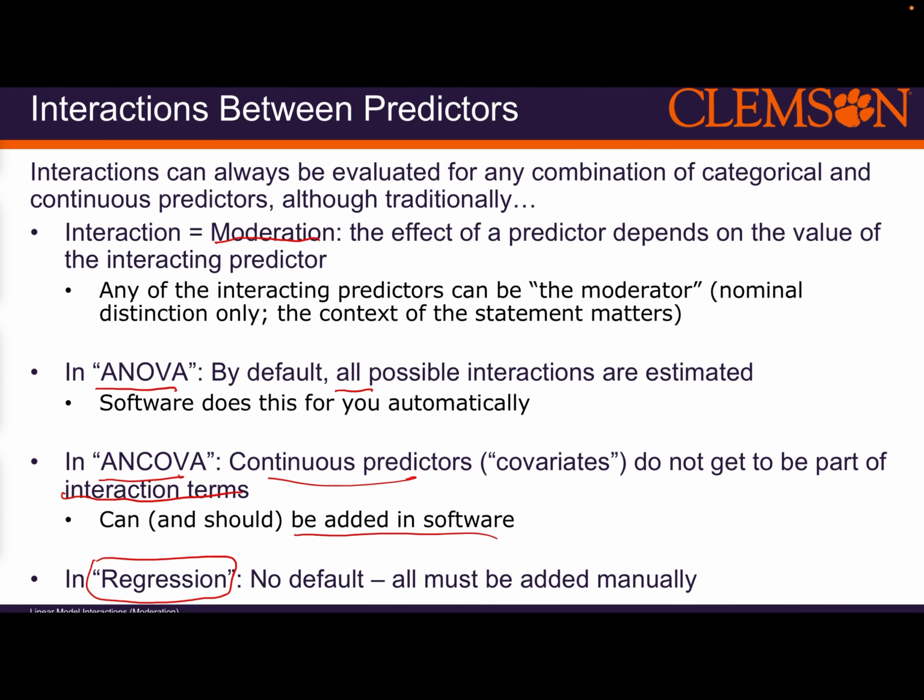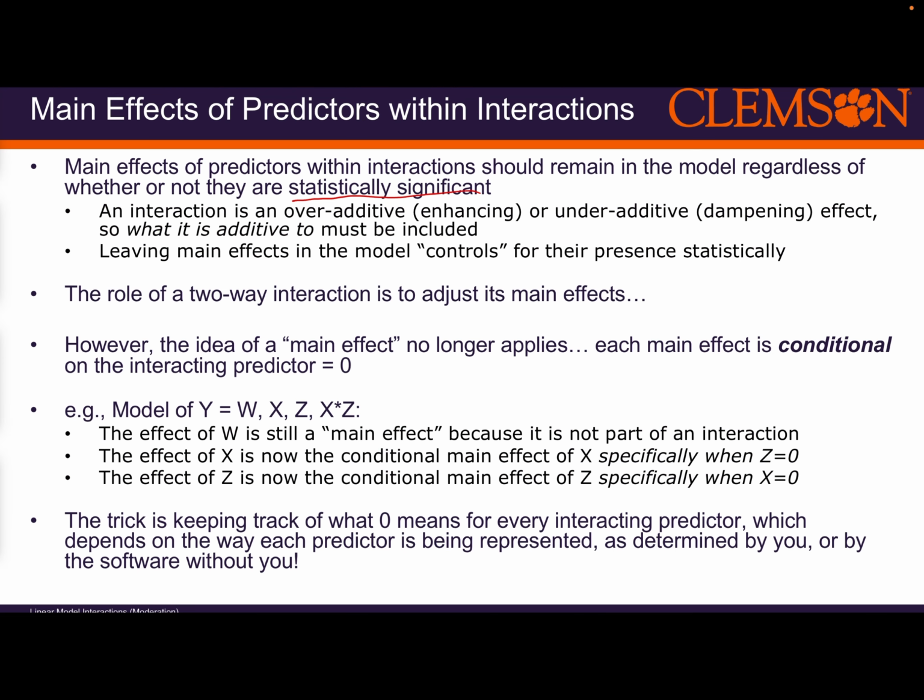All right, let's find that slide where I was at before. Here we go. So here's the main thing you can think about a two-way interaction. The role of a two-way interaction is to adjust the main effects. However, the idea of main effect no longer applies. Each main effect is now conditional on the interacting predictor.